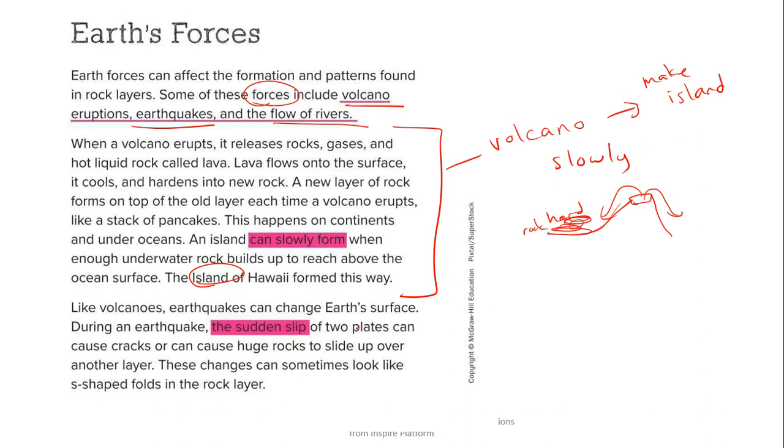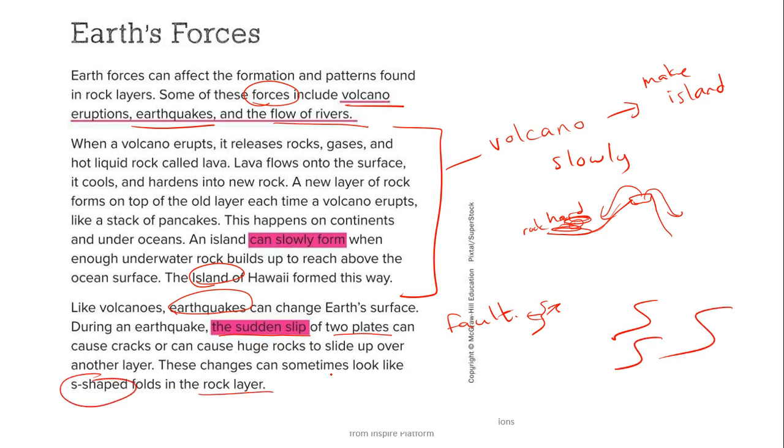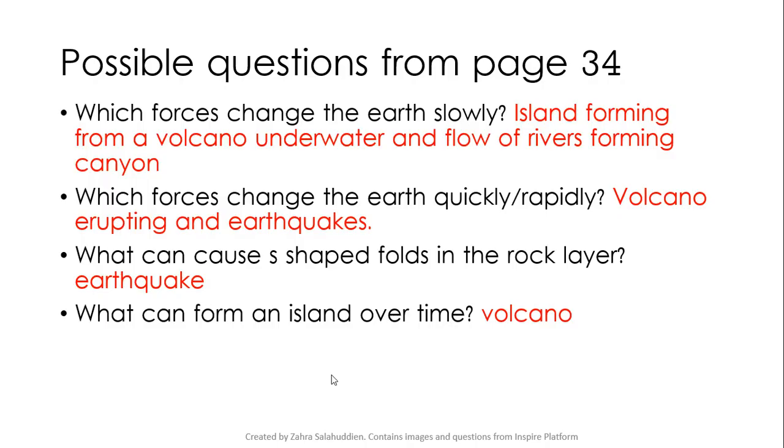Something that can change the earth very quickly is when an earthquake happens. An earthquake happens because there is a sudden slip of two plates. Remember, the place the plate meet is called a fault. That is our break in the earth's surface. And when it slips, it can cause our earthquake. And when it slips, suddenly it can make S-shaped folds in our rock. So here are some possible questions you may get. You may pause the video and review the questions.